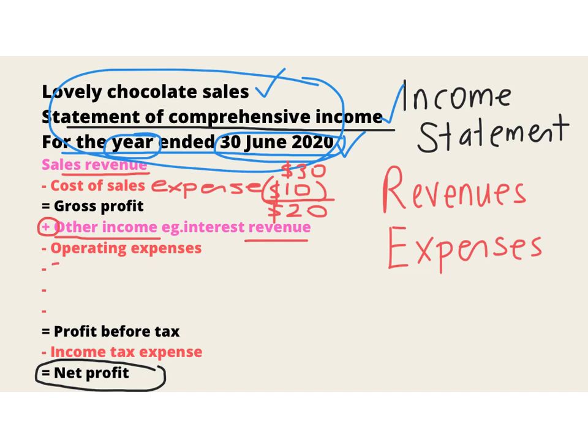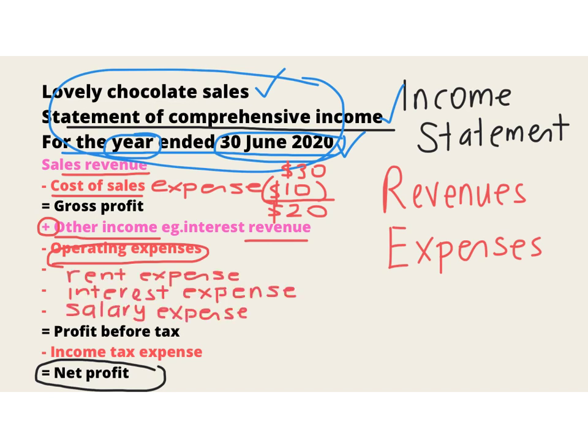Then we list all the operating expenses. We've already had one expense. This is cost of sales. Operating expenses is where we put all of the other expenses. Expenses are the costs of running your business. Here are a few examples: rent, interest, salary. You could also have utilities, supplies, electricity, depreciation. Every question will be different. Each expense gets listed one after the other under the operating expenses.